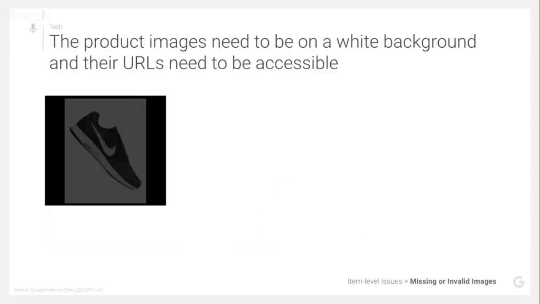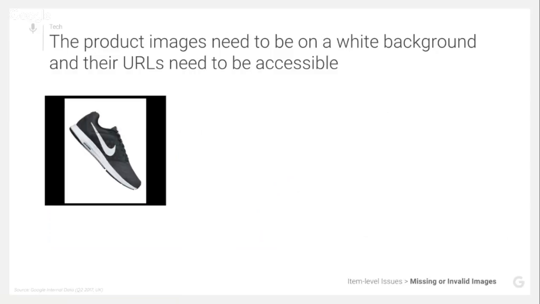So let's look at the images first. Missing or invalid images is a pretty common item level issue that we see. With that, the images have to be on a white background and the images need to be accessible. Here we bump into the same kind of URL problems I've mentioned before, for the whole site and the checkouts. So there we would check for the same issues.